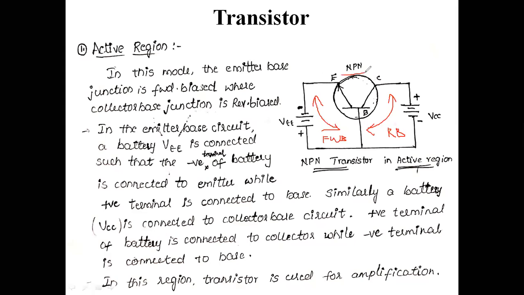That is with respect to this layered NPN or PNP type of transistor. I am going to connect the negative and positive terminals accordingly. In this emitter base circuit, a battery VEE is connected such that the negative terminal of the battery is connected to the emitter while the positive terminal is connected to the base. Similarly, a battery VCC is connected to the collector base circuit. The positive terminal of the battery is connected to the collector while the negative terminal is connected to the base.